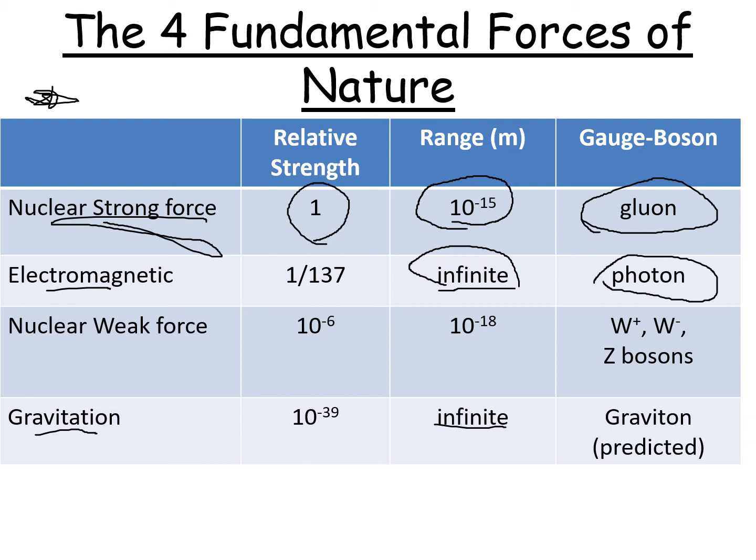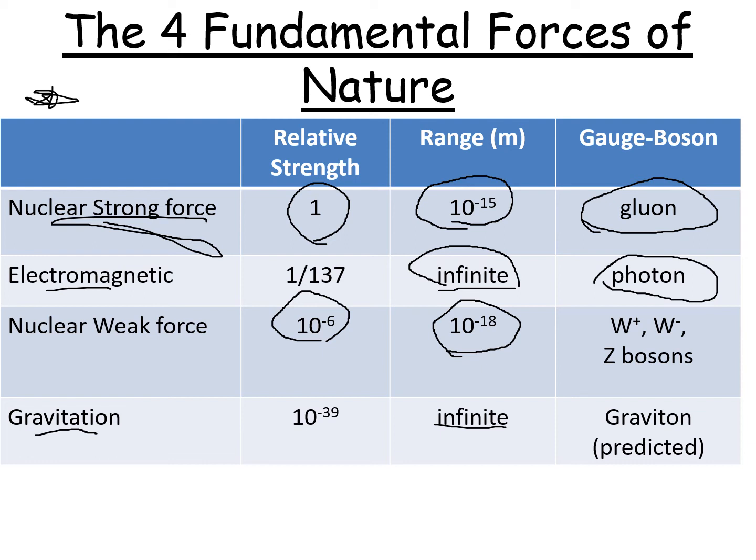Now the nuclear weak force, again, I'll explain in more detail later on, but you can see this acts over a much, much smaller range than the nuclear strong force. It's also incredibly weak, which is why it's called the nuclear weak force. And it's mediated by these two bosons, W plus and W minus, or the Z boson.